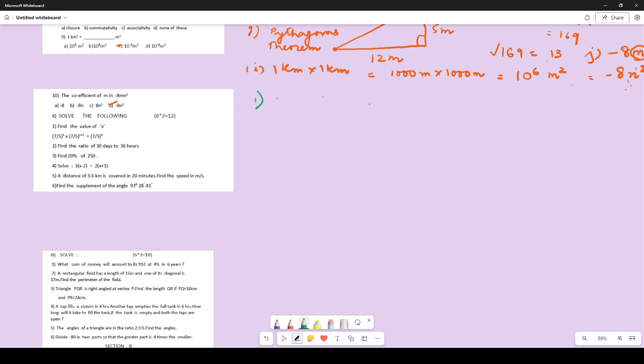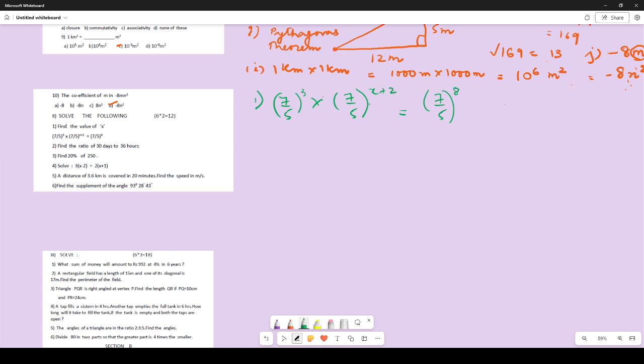So it is 7 by 5 to the power of 3 into 7 by 5 to the power of x plus 2 is equal to 7 by 5 to the power of 8. Now you see, all the bases are the same. So if the bases are the same, we simply take up their exponents. So how will we take up their exponents?